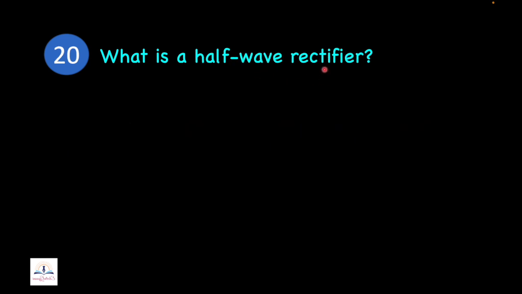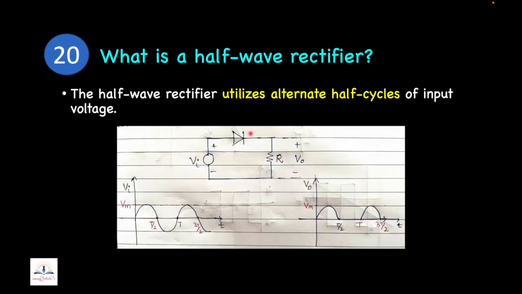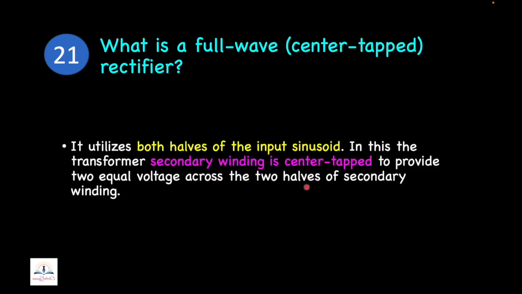What is a half wave rectifier? The half wave rectifier utilizes alternate half cycles of input voltage. And this is the circuit diagram of the half wave rectifier. You can see if the input is a sinusoidal wave, we will get only half of the waveform at the output.